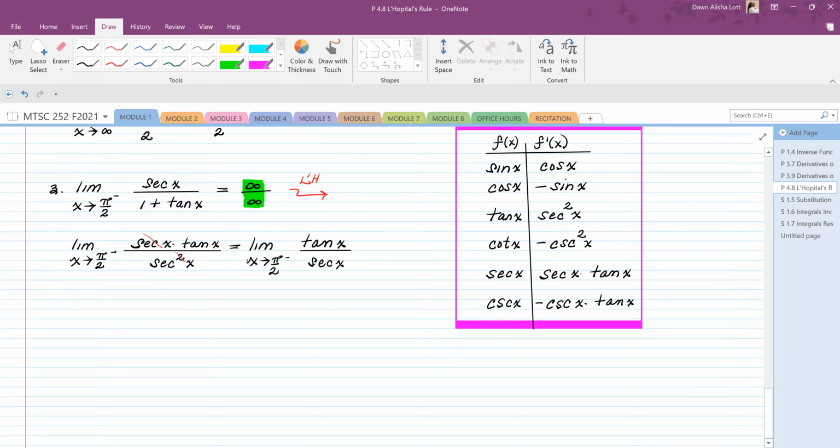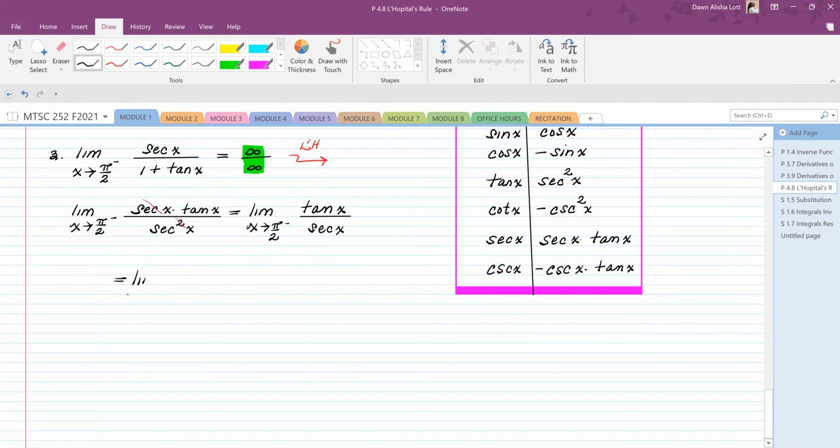Okay, well, let's do some work here. This is the limit as x approaches pi over 2 from the left. The tangent of x is the sine of x over the cosine of x. And I'm dividing by the secant, which means I multiply by the reciprocal. So this just gives me the limit as x approaches pi over 2 from the left. The cosines are going to divide out, and that is going to give me the sine of x, and the sine of pi over 2 is 1. Okay. Any questions about that?